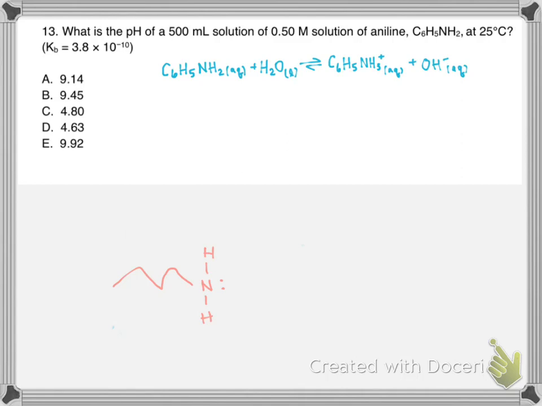Whenever we're trying to find the pH of a weak solution, we can put that weak thing in water and go ahead and ICE it out.